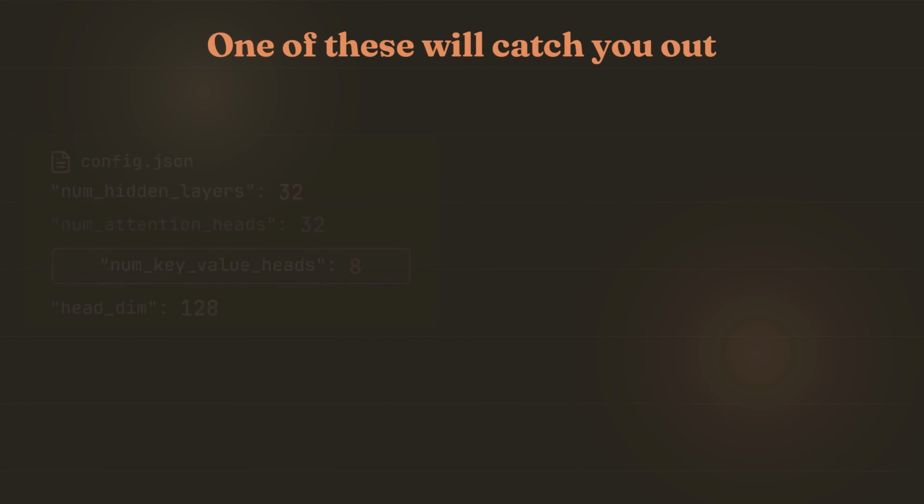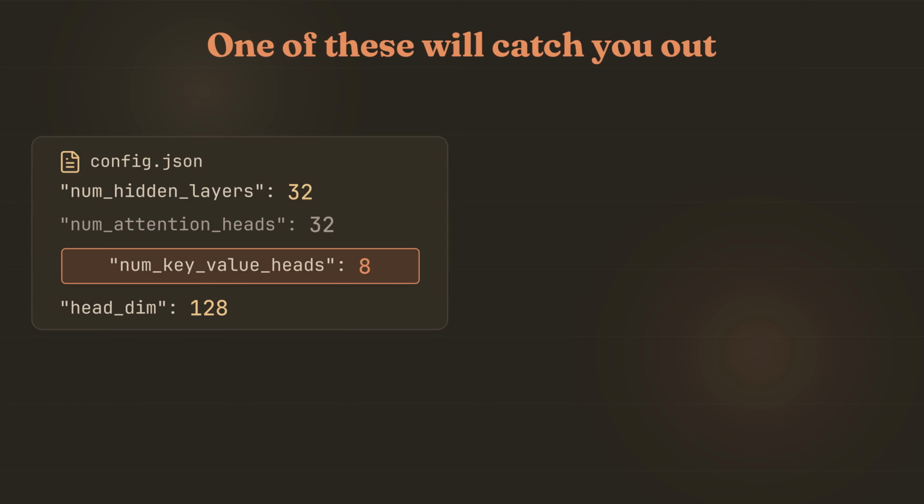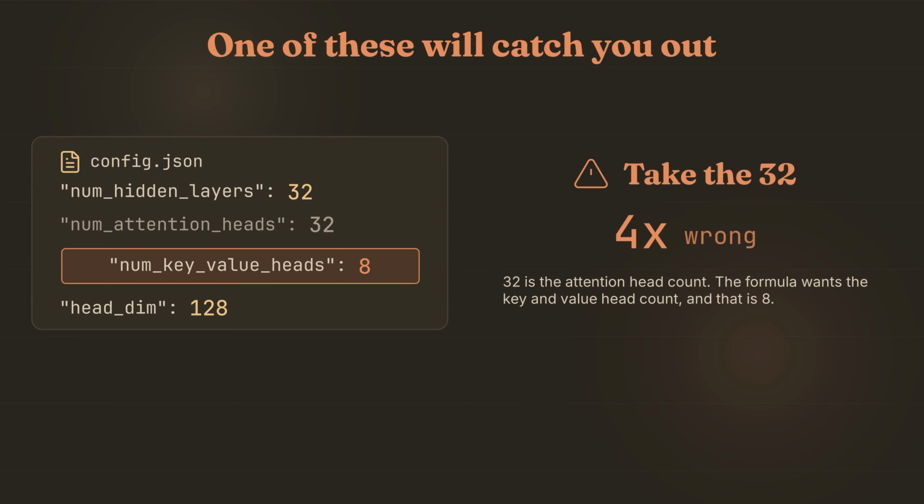Now, one of those numbers will catch you out, and it's the 8. Why that one? Because 8 is the number of key and value heads, and that same model has 32 attention heads in it. So if you grab the 32, you'll be 4 times wrong before you've even started, right? Modern models deliberately keep far fewer key and value heads than attention heads. And why they do that is a whole module later in this course. Today, you just need the right one off the page.